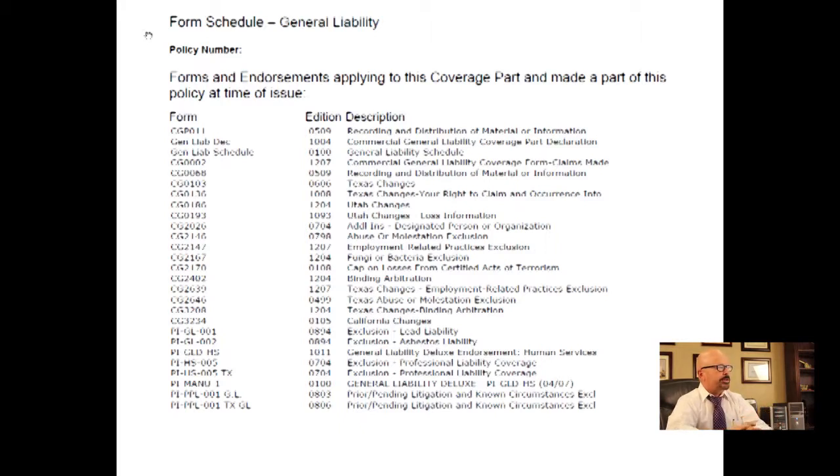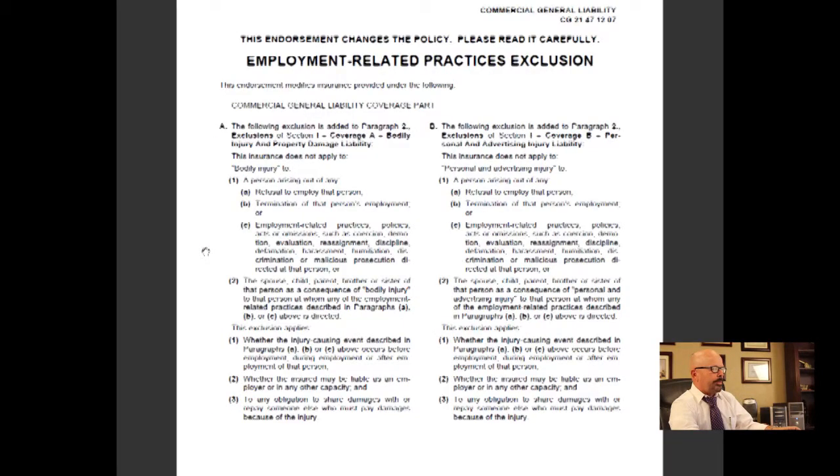So you see at the top there it says Forms, Schedule, General Liability. And what we're looking for is an exclusion for employment-related practices right there. And you'll see if you go to the far left, you'll see the ISO form number. Now, in other videos I've explained what ISO is. It's the Insurance Service Office. They have standardized many forms that are in use today, and they will have these form numbers.